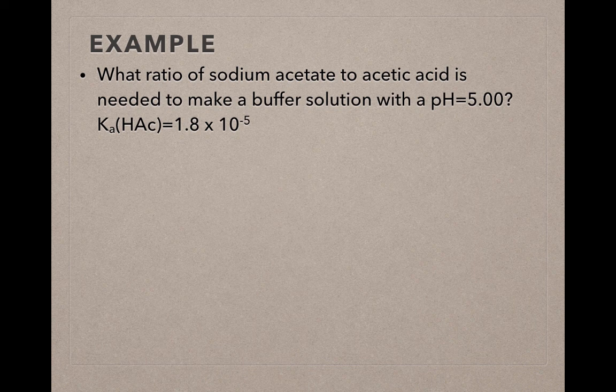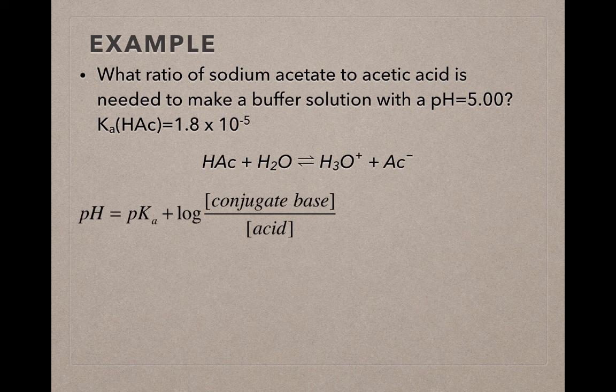And we know that the Ka of acetic acid is 1.8 times 10 to the minus 5. So we want to set up our reaction. Again, we set it up as an acid ionization reaction. So we have the acid reacting with water, going to H3O plus and the acetate ion. We set up our Henderson-Hasselbalch equation. We know that pH is equal to the pKa plus the log of the conjugate base over the acid. Again, that's products over reactants.